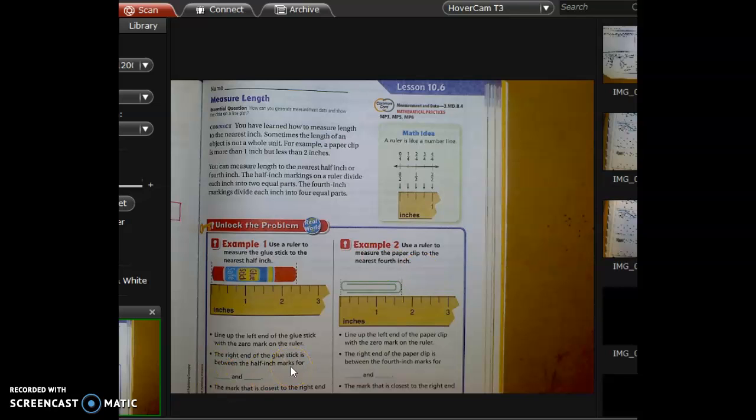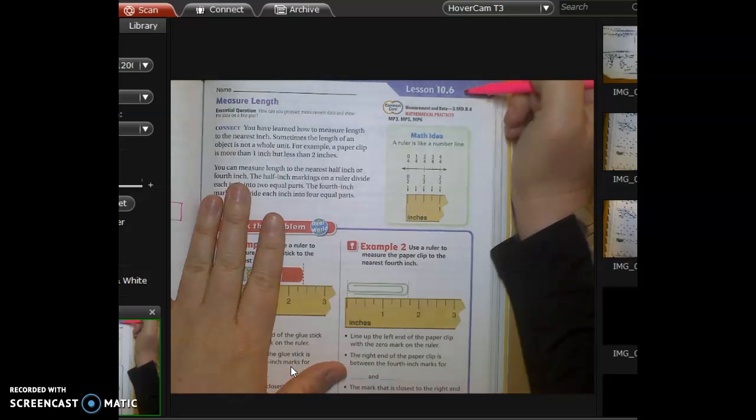Hello there, happy campers. We are going to do math lesson 10.6 today on this fabulous Thursday. And we're moving away from time now, and we're going to start talking about measuring. Instead of measuring time, measuring length today.